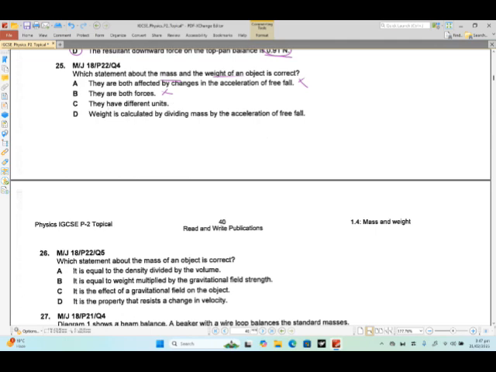एक को मेजर किया जाता है kgs में, एक को मेजर किया जाता है Newton में. वेट जो है वो फोर्स है, मास जो है वो फोर्स नहीं है. Weight is calculated by dividing mass by acceleration of free fall. No, weight is calculated by multiplying mass with acceleration of free fall. So C is the correct answer.